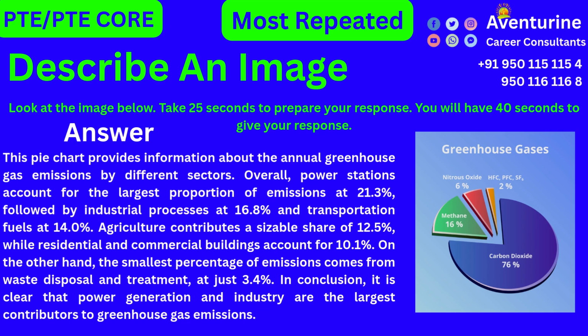On the other hand, the smallest percentage of emissions comes from waste disposal and treatment at just 3.4%. In conclusion, it is clear that power generation and industry are the largest contributors to greenhouse gas emissions.